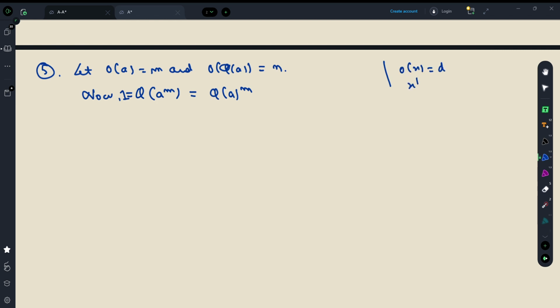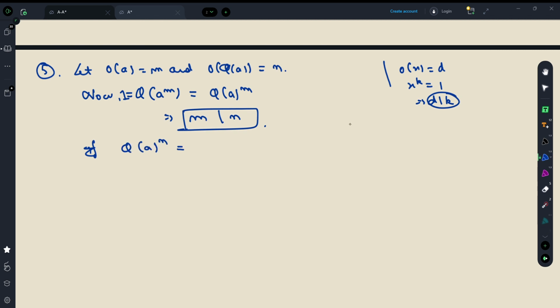Now we know that if the order of some element is d and x to the power some k equals 1, then that implies the order divides that exponent. So from here it means that m divides the order of phi of a, which is n, right? Conversely, observe what is phi of a to the power n. It's indeed 1, because the order of phi of a is n, but that is nothing but phi of a to the power n, right?